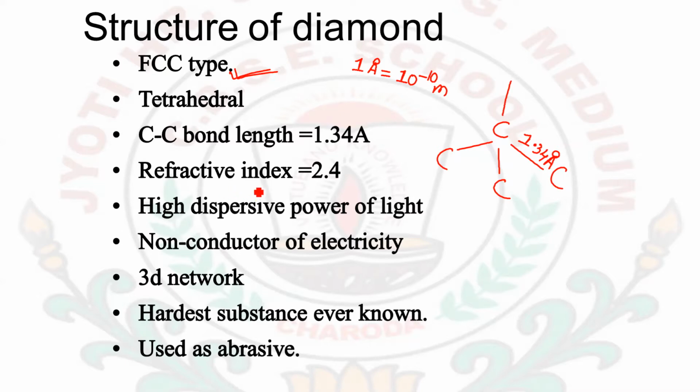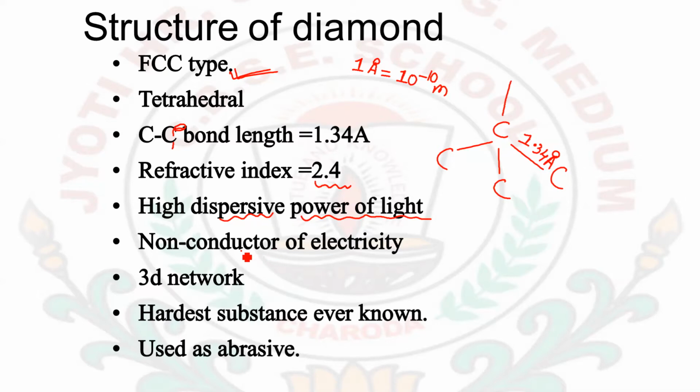What is the refractive index for diamond? It is 2.4. The refractive index for diamond is 2.4, and on the basis of this only the purity and authenticity of the diamond is checked by gemologists. Next, what is the property of diamond in the context of power of light? It has high dispersive power of light. It is highly dispersive and can disperse light to a very high extent.